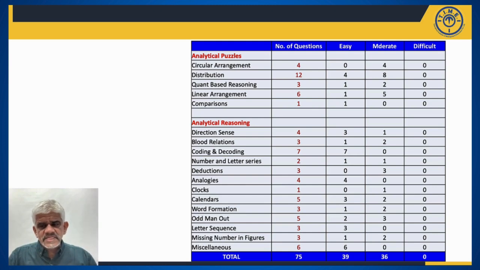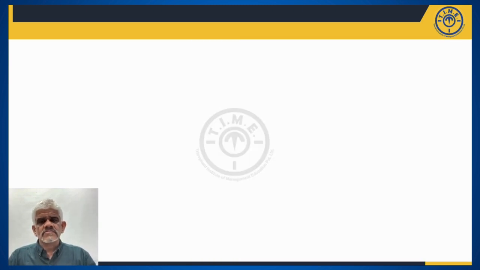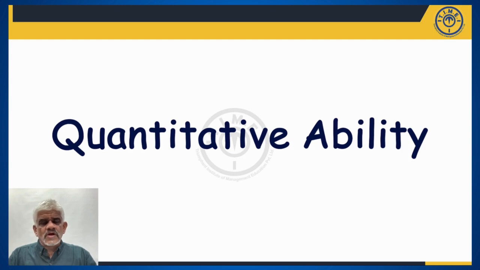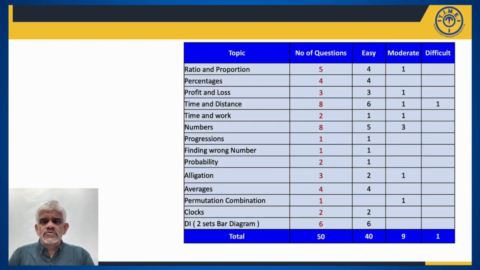Let us go to the next section. Now we will discuss what was there in the Quant section. This is how the breakup was. Ratio proportion has a remarkable weightage. Time and distance had significantly high weightage, 8 questions. Out of those 8, 6 were easy, 1 was moderate and 1 was difficult.